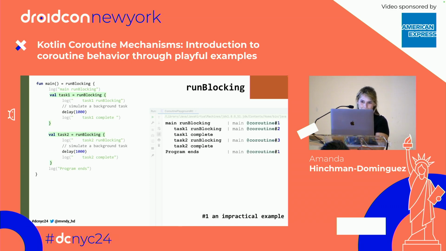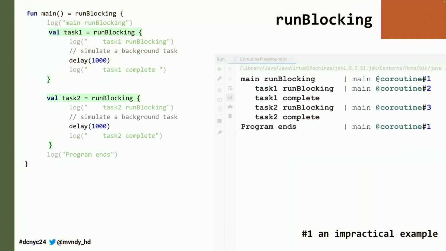The main function launches the runBlocking on the main thread. That'll be the first coroutine. Task 1, which is also runBlocking, hijacks that main thread, and when its contents complete, it releases the main thread before moving on to task 2. Task 2 does the same thing. It hijacks the main thread, and when the contents complete, it releases the main thread before moving on. Then the program finishes and the main thread's released. This code works as if there were no coroutines at all.